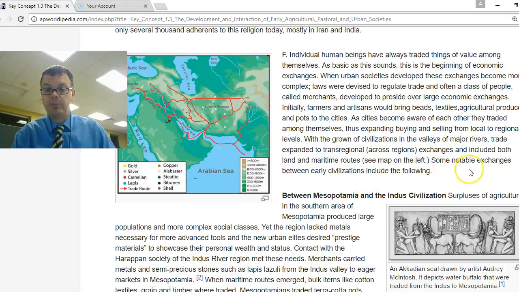And then we got here some notable exchanges between early civilizations include the following. We'll get to that in a second. Right now, you may go back and look at this paragraph, and you may take the notes the best you can. Mr. Beach, if you could give these guys about 2 to 3 minutes to get that done. They might not need that long, but 2 to 3 minutes, you may be awesome sophomores, and you may take your notes quietly. Go ahead and do that.